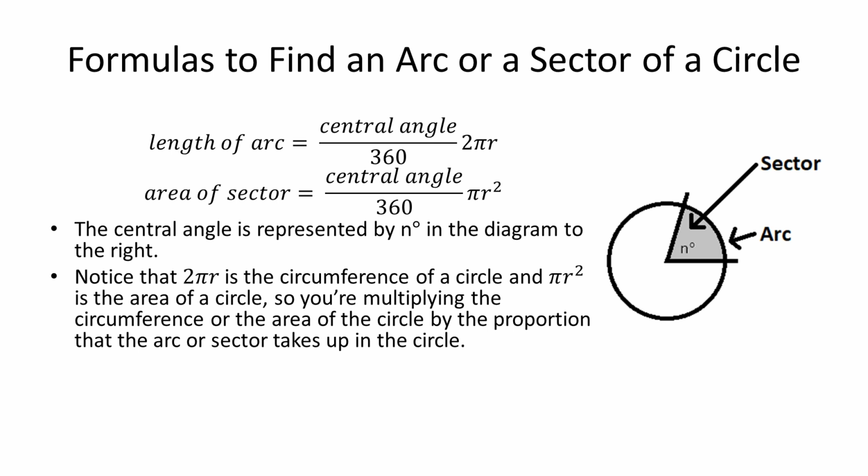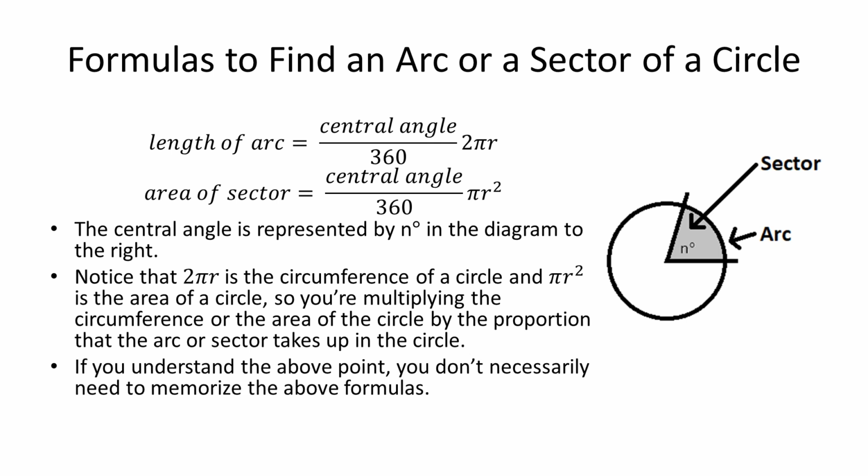Notice that 2 pi r is the circumference of a circle, and pi r squared is the area of a circle. So you're multiplying the circumference or the area of the circle by the proportion that the arc or sector takes up in the circle. If you understand the above point, you don't necessarily need to memorize the above formulas.